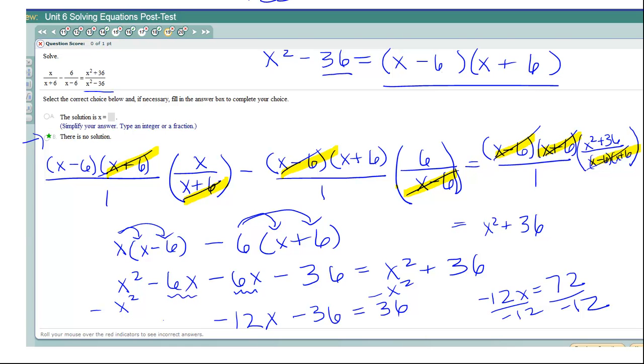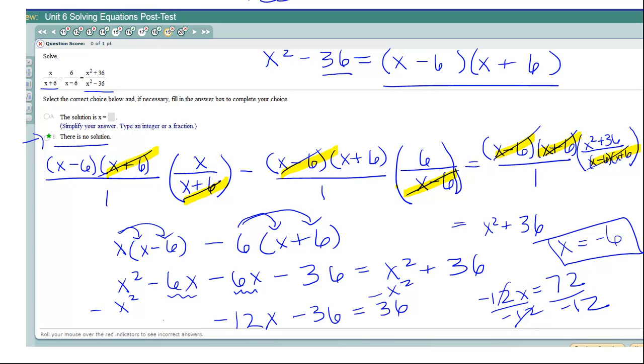Because I got x equal, oh, I see. Oh, I did do it correctly. So here, these cancel, and I get x equals negative 6. Well, you can't have negative 6 in the denominator because that would make the denominator 0. So it's no solution. That is why. So we did our math correctly.